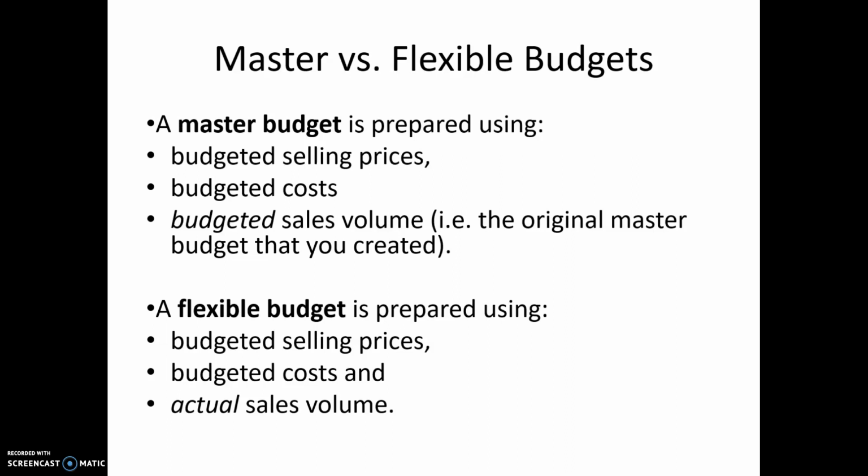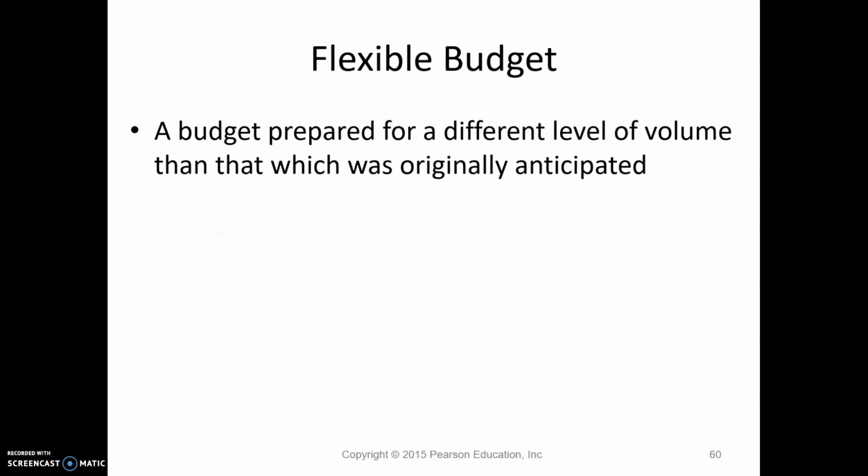So the flexible budget says, what if we would have had a crystal ball and we knew what the actual sales volume was going to be when we were preparing the master budget? What would the master budget have looked like? That's what the flexible budget is. It's the budget prepared for a different volume than what we originally projected.